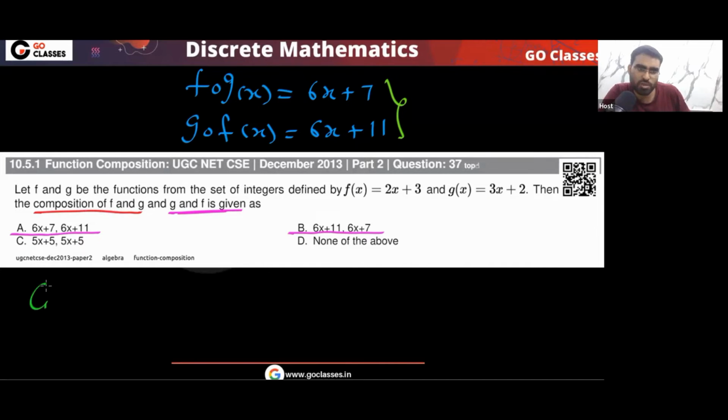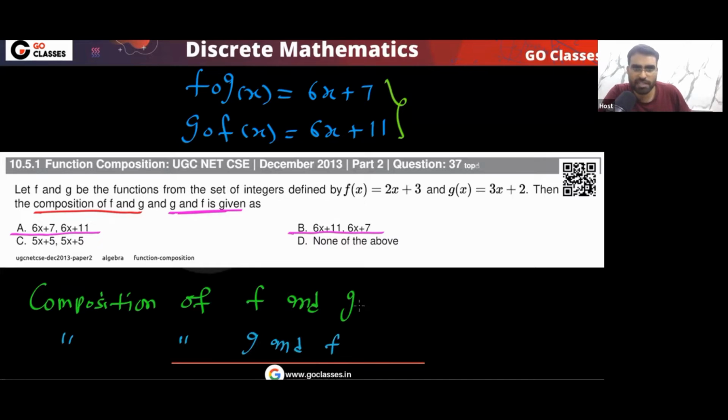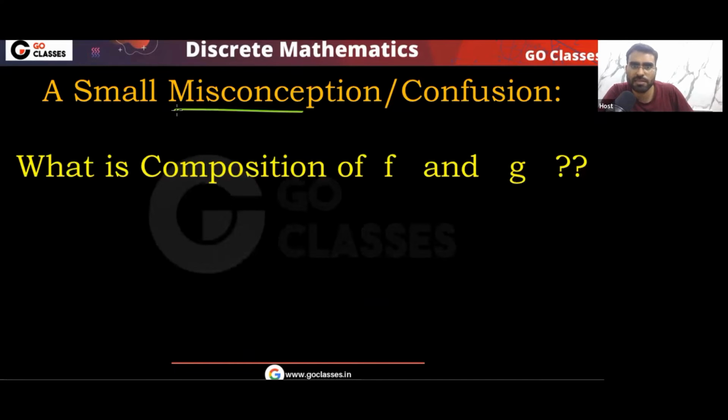See, what is composition of F and G? When I say composition of F and G, and when I say composition of G and F, what is that? This will be gof for fog. Okay, let me tell you, this is a dumb question. This UGC NET question is absolutely dumb. This is a misconception, or I can say this is a confusion.